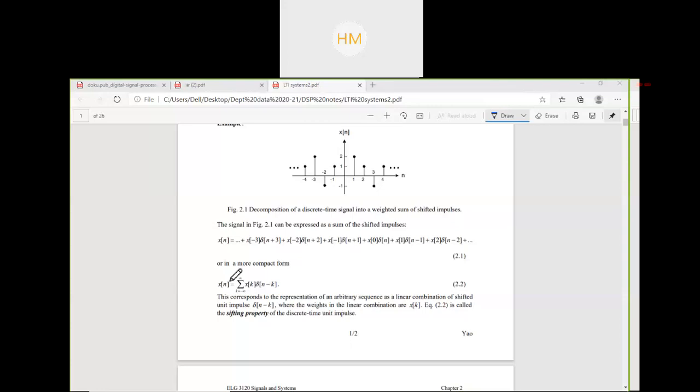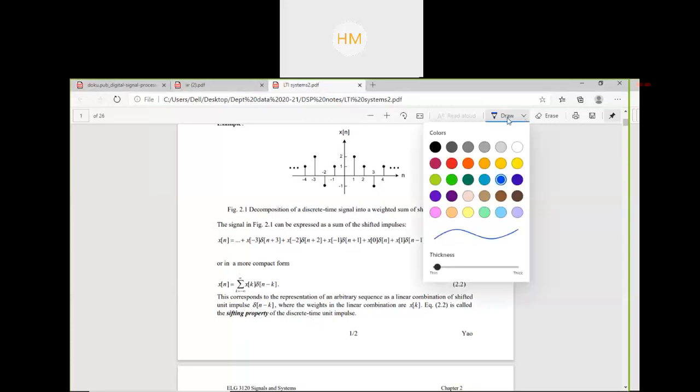Is it clear? x of n is equal to summation x of k del of n minus k. This corresponds to the representation of an arbitrary sequence as a linear combination of shifted unit impulses, where the weights in the linear combination are x of k. Equation 2.2. This equation is called the shifting property of the discrete time signal.